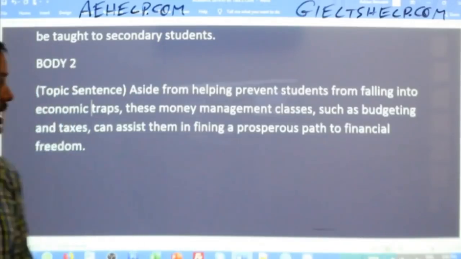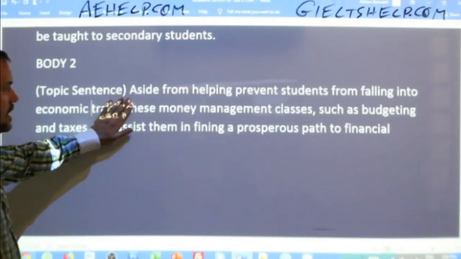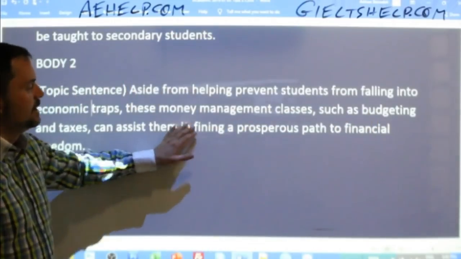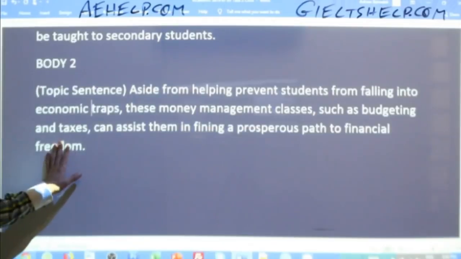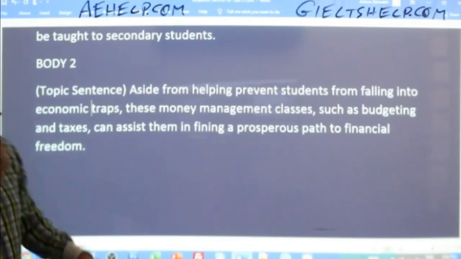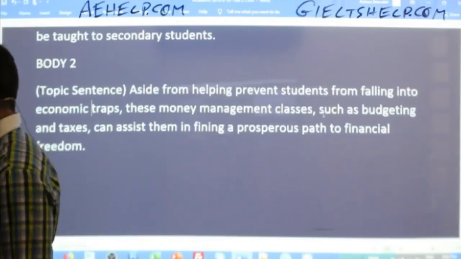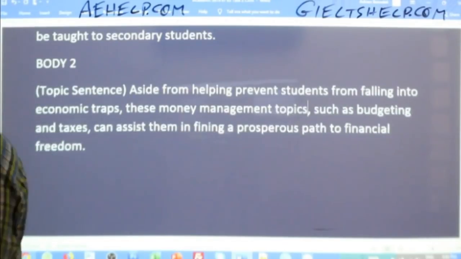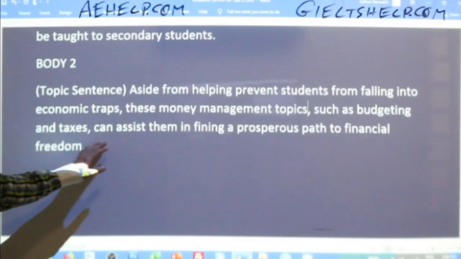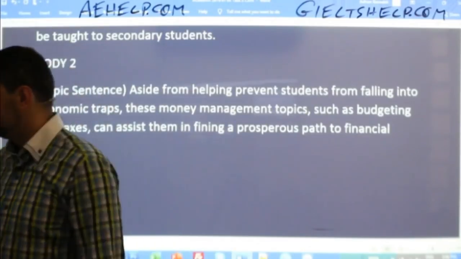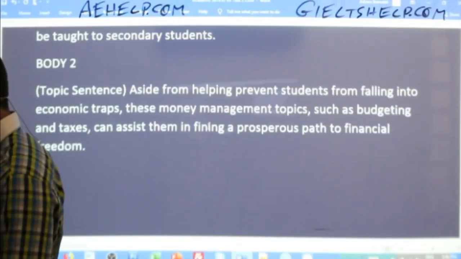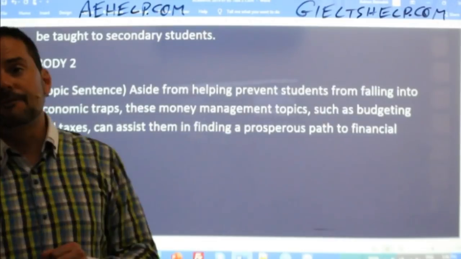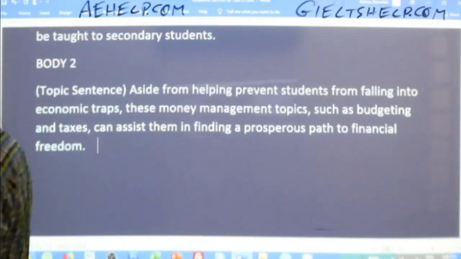All right, here is my body paragraph 2 topic. Aside from helping prevent students from falling into economic traps, these money management classes, such as budgeting and taxes. Instead of classes, I would say topics. It makes more sense. Such as budgeting and taxes can assist them in finding a prosperous path to financial freedom. Okay, what does that mean? Let's explain that.